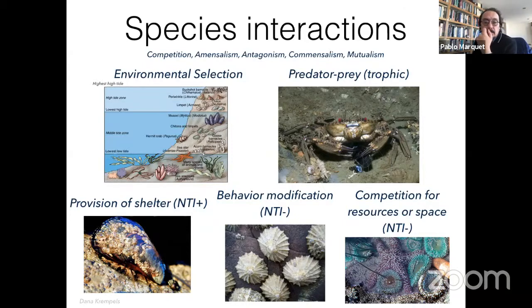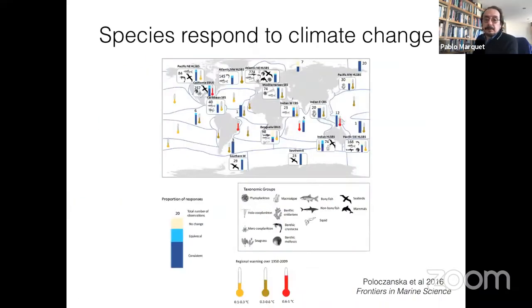So the question here is that it looks like things can be together in the same place and interact, or they can be together in the same place and not interact. They are there just because they like the place, like they like to be covered by water all the time, or they like the middle zone and so forth. So it's a complicated picture because you have environmental influences, you have species interactions, and you also have species responding to climate, as we know that species have been responding to climate change in the marine realm.